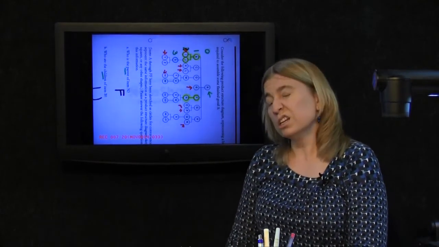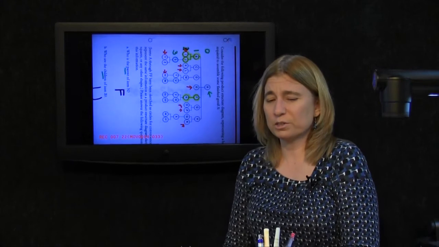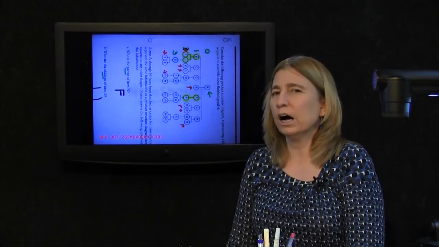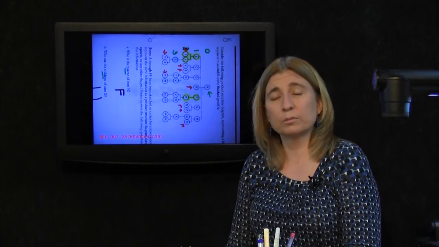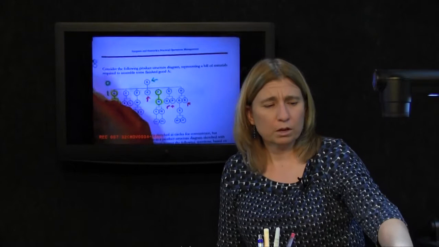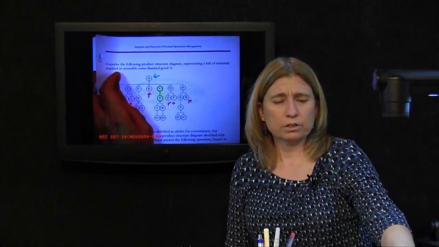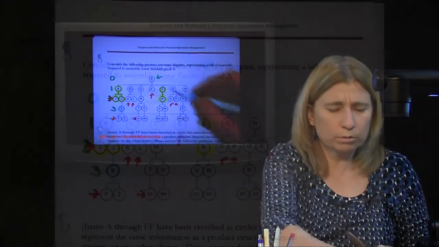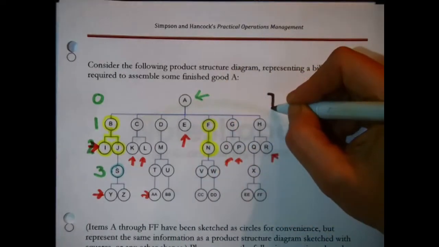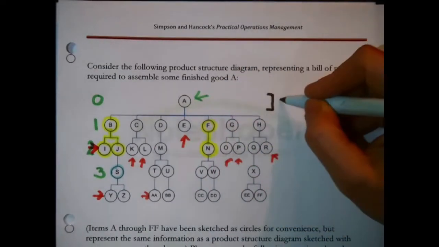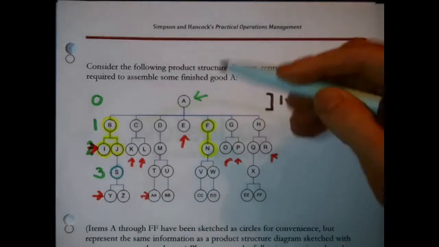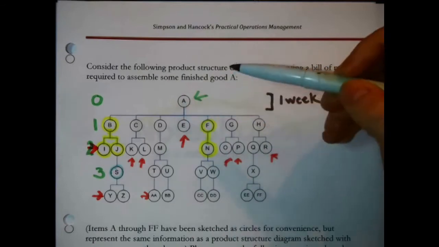It's actually not necessary in this case because they said that every item has a lead time of 1 week. You can kind of cheat, working with the original diagram, vertical, not horizontal. That means that the final assembly on A is 1 week, because all the lead times are 1 week. So it's apparently 1 week just to assemble A.